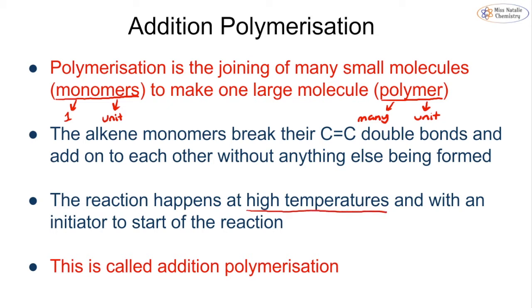And we call this process addition polymerisation because it is the forming of a polymer, which is the polymerisation part, and it is an addition reaction, meaning it is alkenes reacting together.